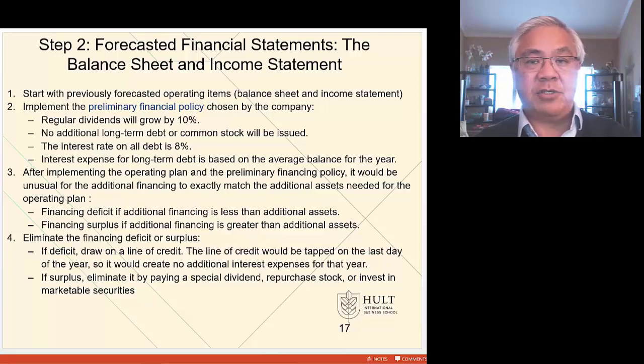Interest rate is just information, it's at 8%. We're going to need that for calculations. Interest expense is based on the amount outstanding for the whole year. So what we're going to do is go through all the analysis and see how much cash we're short. If we're short of cash, we call that a financing deficit, then we're going to draw on the line of credit and essentially borrow money.